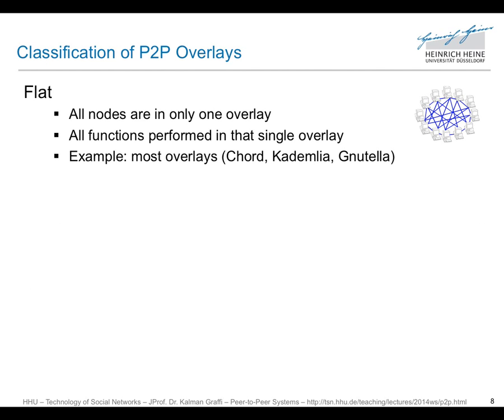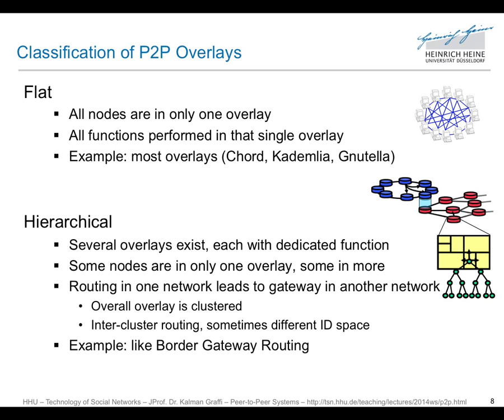Also what we have are flat overlays. Most of the overlays that we look at are flat. So we have only one single routing protocol, and all of the users use this single routing protocol. On the other side, we can also have hierarchical overlays. This is an extreme example, which is typically not used because it is very complex, but good to know the terminology.